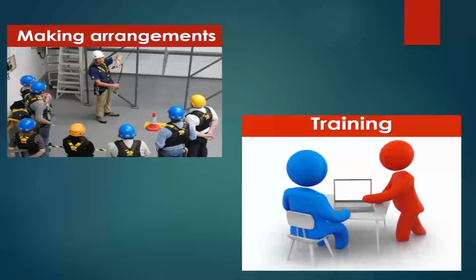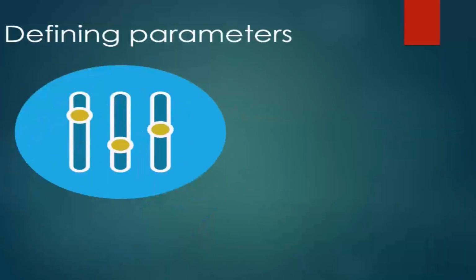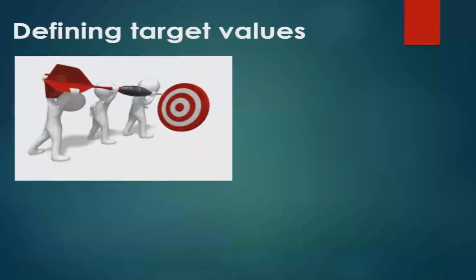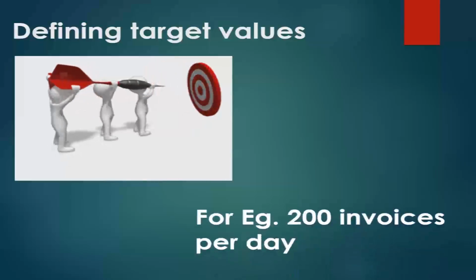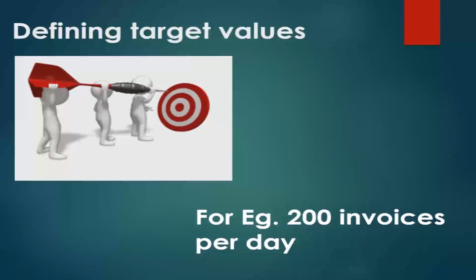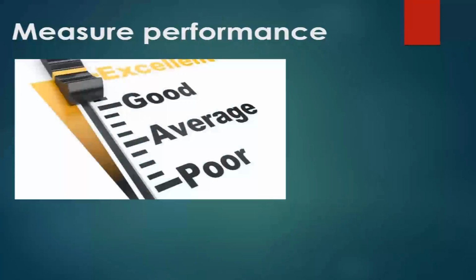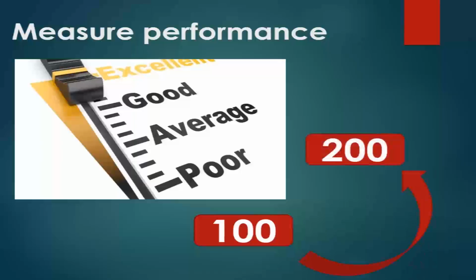It consists of number 1, defining parameters. In the example discussed initially, you may define parameters as number of invoices per day. Number 2, defining target values for those parameters. You decide that your restaurant should have at least 200 invoices in a day. Number 3, measure performance. You find out that your invoices increased from 100 to 200 per day.